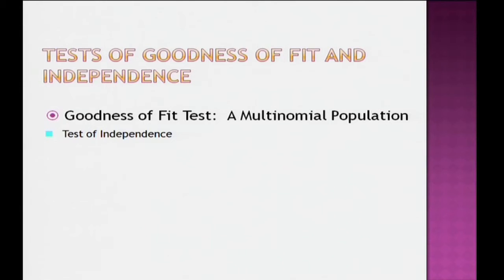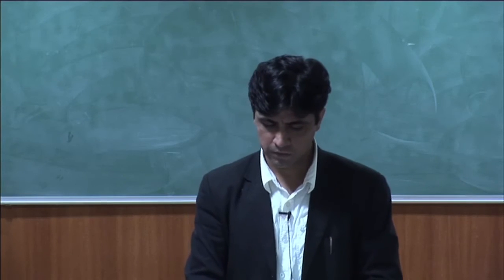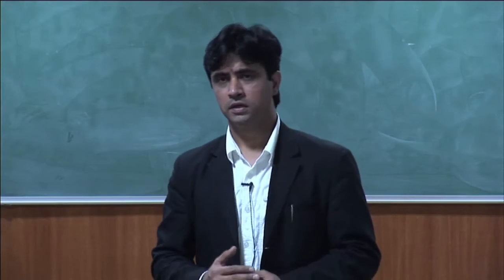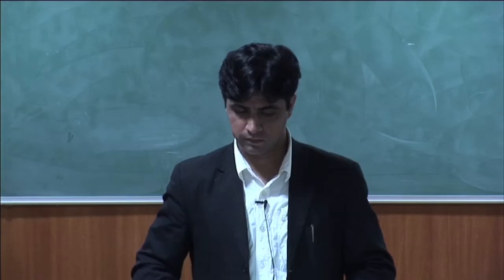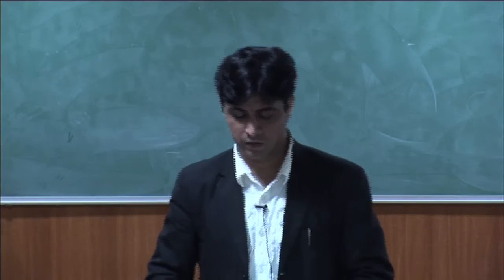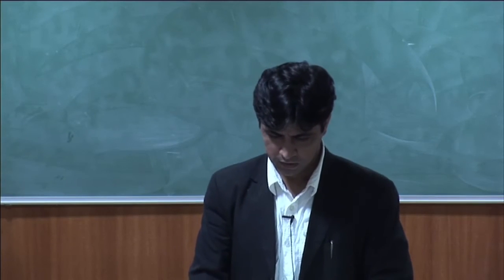So, under the chi-square test, we shall be dealing with the goodness of fit test. Here your population is multinomial, I mean it is not limited to 2 proportions, it is more than 2 proportions. One would be goodness of fit, another would be testing of independence, whether the variables under study are independent or dependent, that we will consider here.